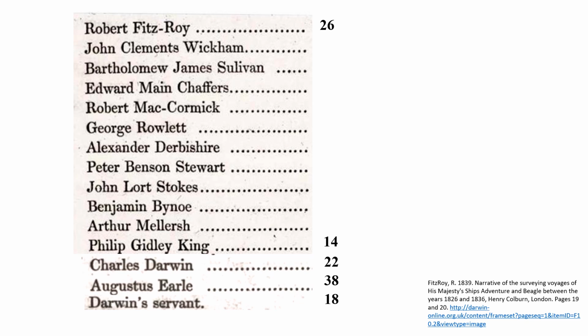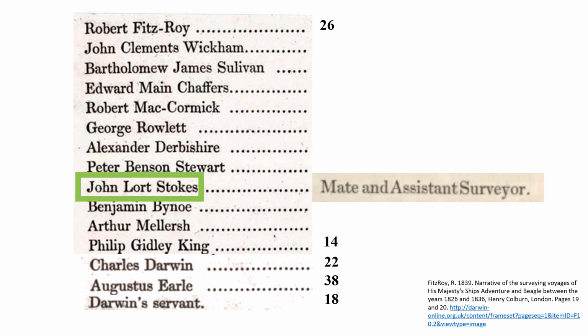Also, notice the names John Lord Stokes, whose chair we've already met in the poop cabin. And finally, John Clements Wickham. We shall encounter these two shipmates later in our story.